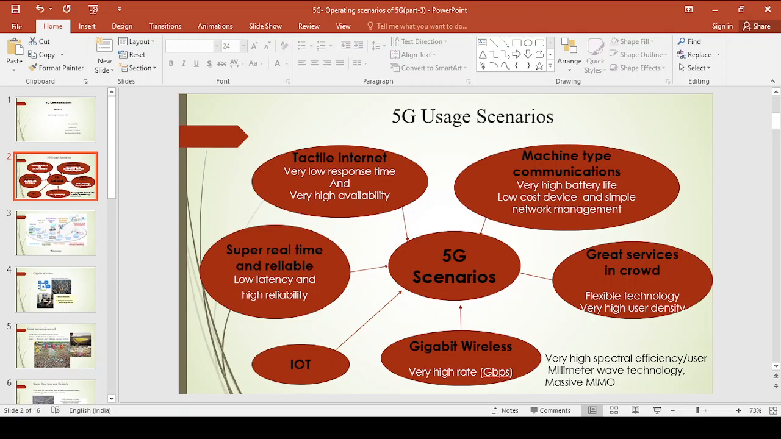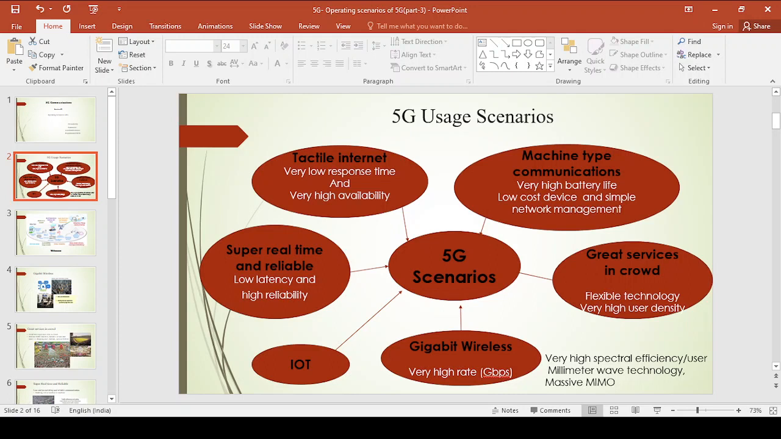Now this is the first usage scenario of 5G that we are discussing, that is tactile internet, the application scenario that is handled by the 5G. Through this tactile internet, the user should get access to the internet at very less amount of delay time, and we can control the mechanism of devices in real time, and this provides very high bandwidth. These are the features of tactile internet.